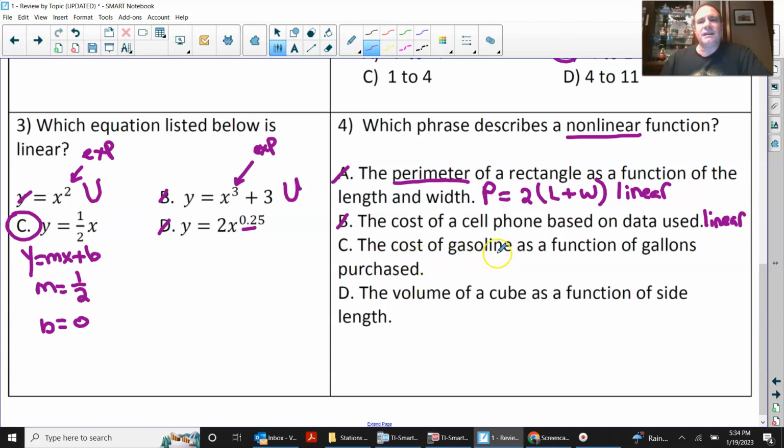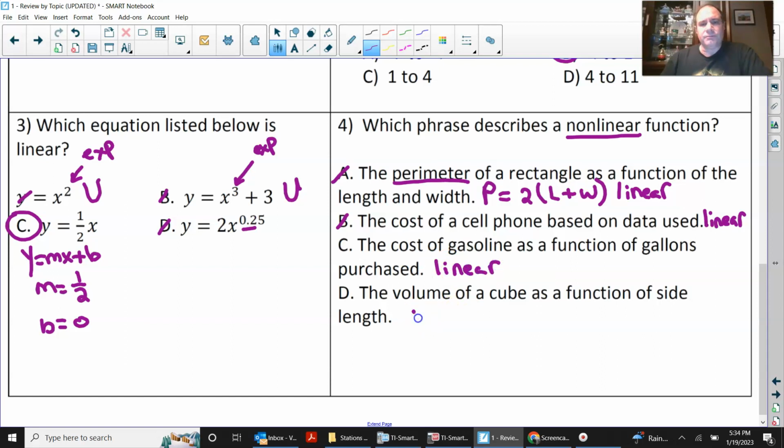All right, the cost of gasoline as a function of gallons purchased, this is the same thing. You drive up to a gas station, hopefully none of you are driving, but if you drive up and it's like $3.20 for a gallon of gas, obviously 1 gallon is going to be $3.20, 2 gallons is going to be $6.40, and so on and so forth, $3.20 for each gallon that you're buying. So this is also linear.